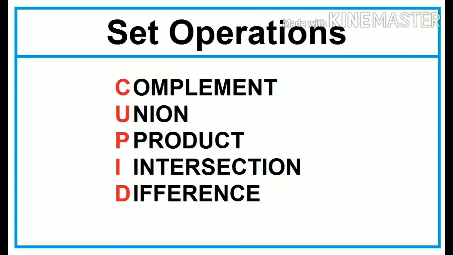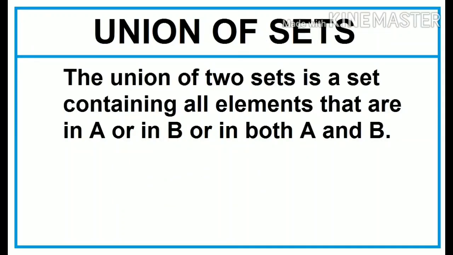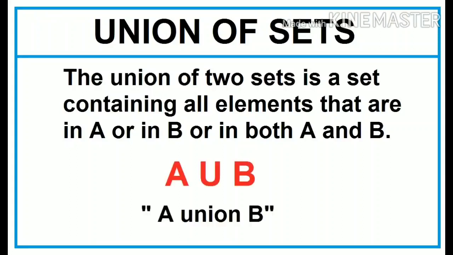Now we will see the set operations one by one. First we are going to see the union of sets. The union of two sets is a set containing all elements that are in set A or in set B or in both sets A and B. A union B. This is the symbol used for A union B.